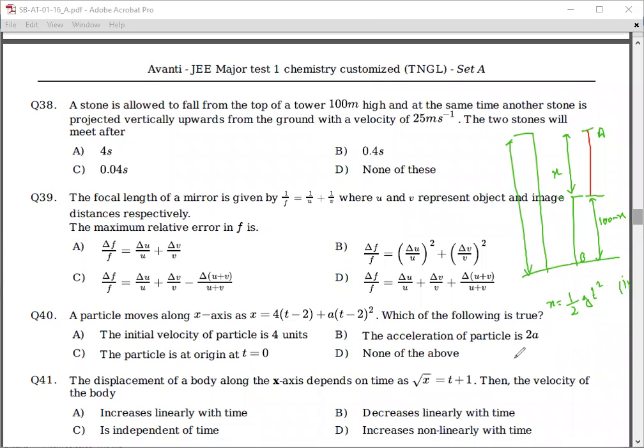And in this case, 100 minus x is equal to what? Ut, which is 25t minus half gt square. Yes or no? Tell me. Think about it, right? Both are meeting at the same point, no? If both are meeting at the same point, then don't you think the time should be same? Think about it. यहाँ से यहाँ गिरने में जितना टाइम लगेगा उतना ही टाइम में ये यहाँ से यहाँ आया ना, तभी तो मीट कर रहा है, राइट?